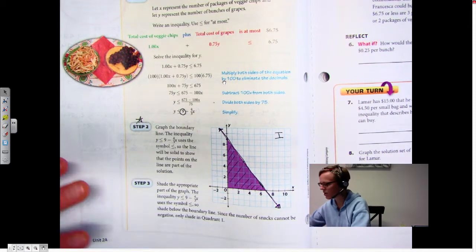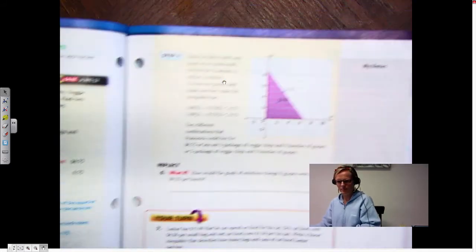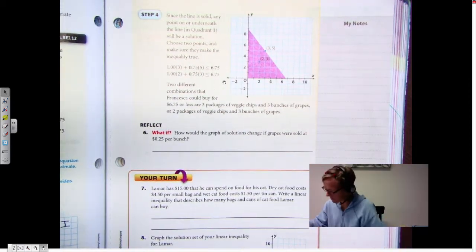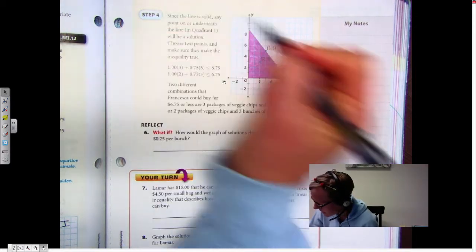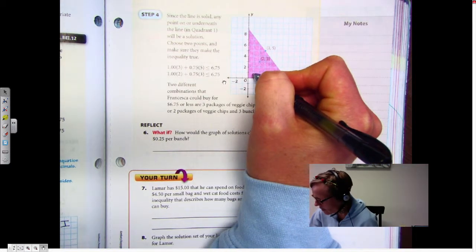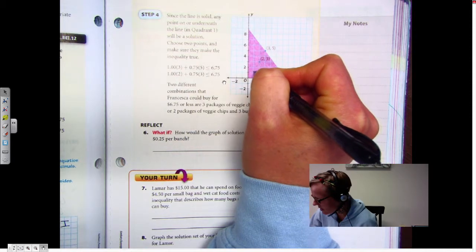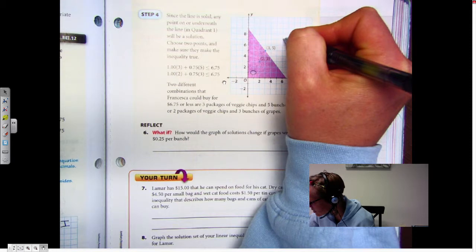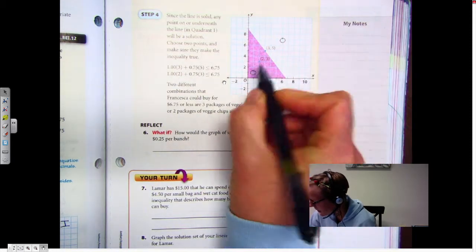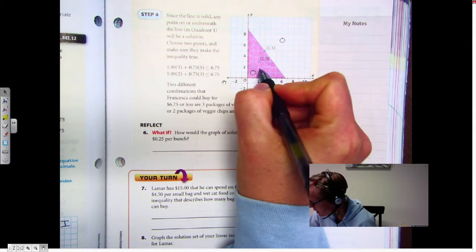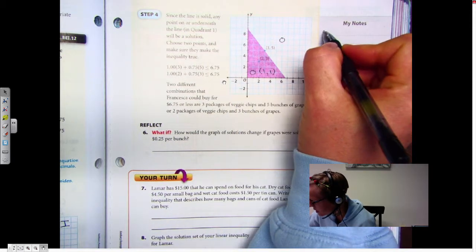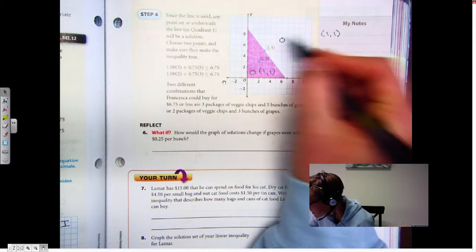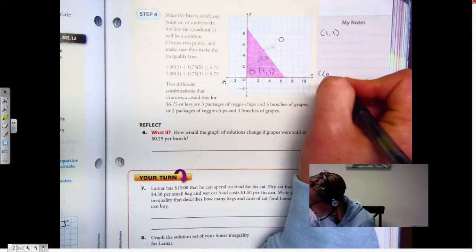Or if you wanted to skip over to step 4 and plug in some numbers. Step 4 would be to plug in some numbers. I would choose a number that was obviously within, and I would choose a number that is obviously without. So this coordinate right here for me would be (1, 1). So I would plug in (1, 1). This coordinate right here would be (6, 7). So I will plug in (6, 7).